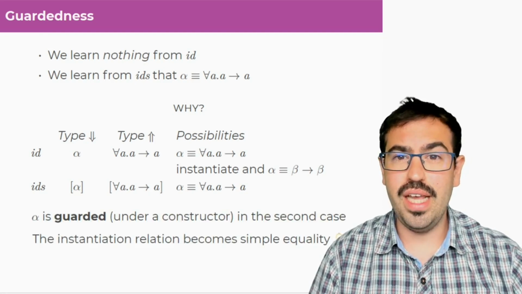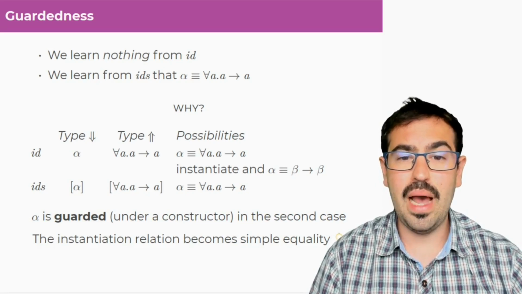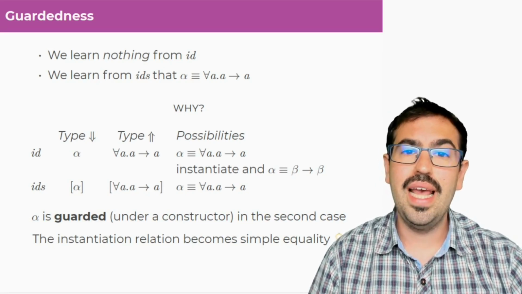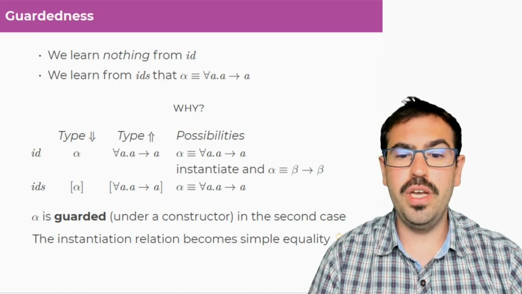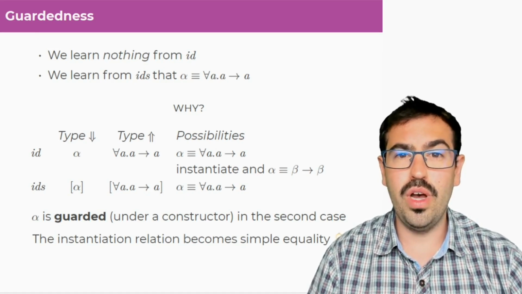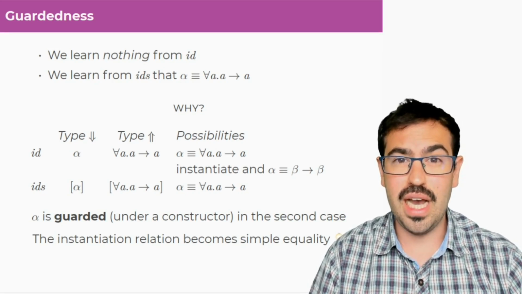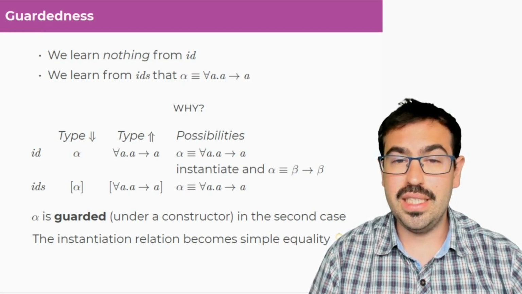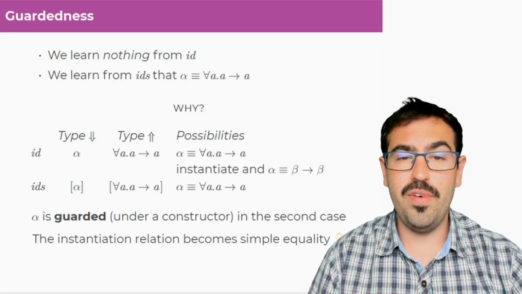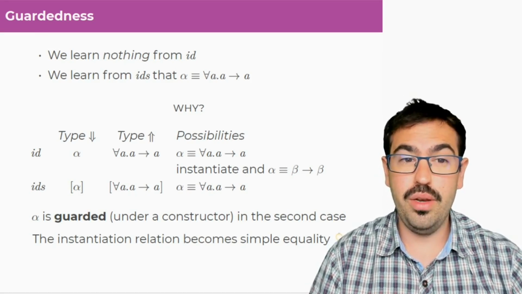The difference here is that alpha in the second case is what we call guarded, which means it appears under a type constructor. And the key idea is that the instantiation relation becomes simple equality when you have a type constructor on top. So in the second case, you have nothing to decide. There is only one choice, so you take it. If you have a single type variable lying around, like in the type of IDs, you don't know what to do, so we just say, well, at this point we learn nothing.